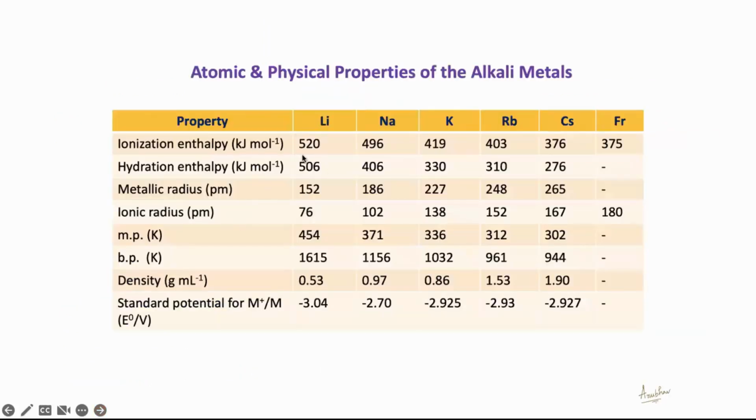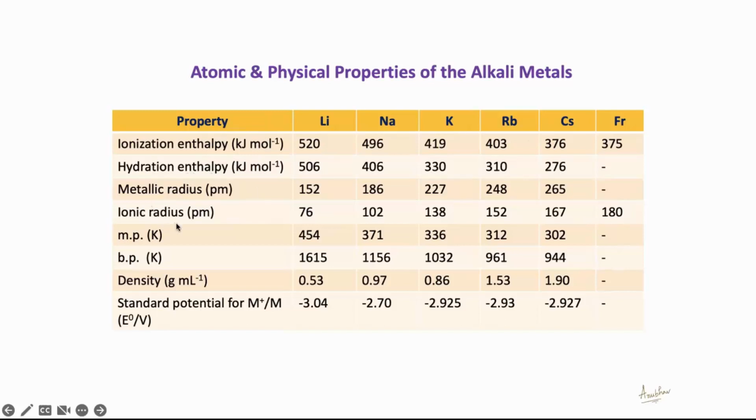In the next slide, we will encounter some of the atomic and physical properties of the alkali metals. These properties are shown on the left-hand side, and the elements are shown here: lithium, sodium, potassium, rubidium, cesium, and francium. The properties are ionization enthalpy and hydration enthalpy. Both are depicted in kilojoule per mole because these are energy terms.